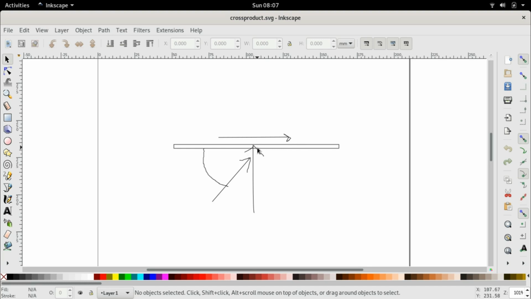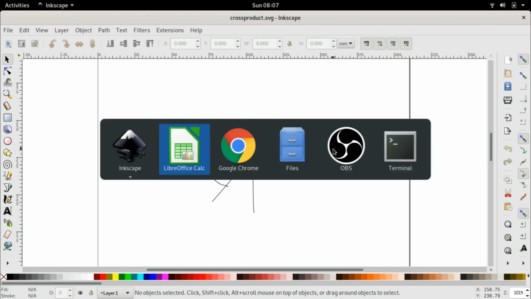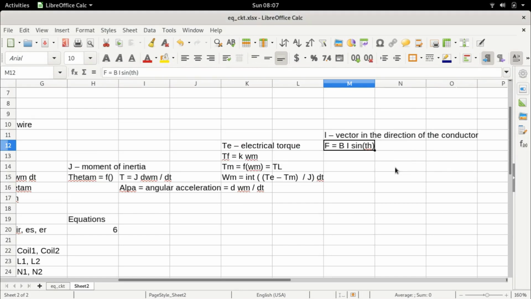So therefore, the force produced is not just proportional to the flux density and the current, but also the length of the current carrying conductor, right? The longer the current carrying conductor, the greater the force that will be produced. The shorter the current carrying conductor, the lesser the force that will be produced, right? So if we come back here, we have to write this last quantity, which is B I L sine theta.